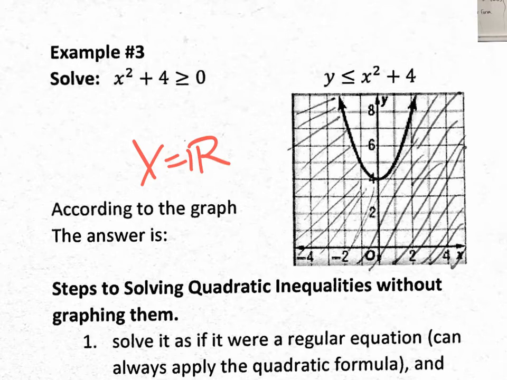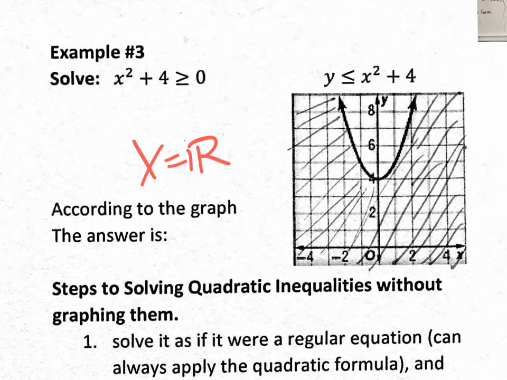Now that really confuses people, because normally when we graph a parabola and it doesn't cross the x-axis, we say no solution, right? But remember, it's not just the parabola. We're talking about the area because of the inequality. And the area, the shading, is all down here, which includes every single x number. So I hope you guys understand that.